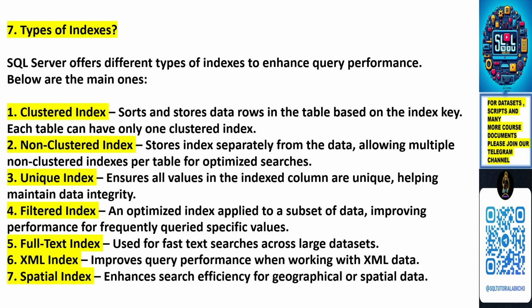The fourth index, the filtered index, is an optimized index applied to a subset of data, improving performance for frequently queried specific values. The fifth index, the full-text index, is used for fast text searches across large data sets. The sixth is the XML index, which improves query performance when working with XML data. The last one is the spatial index, which enhances search efficiency for geographical or spatial data. So while working with geographical data, we need to use the spatial index.